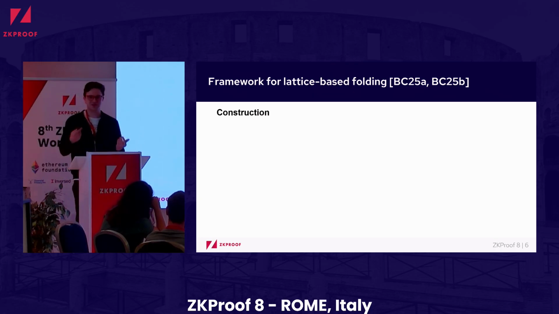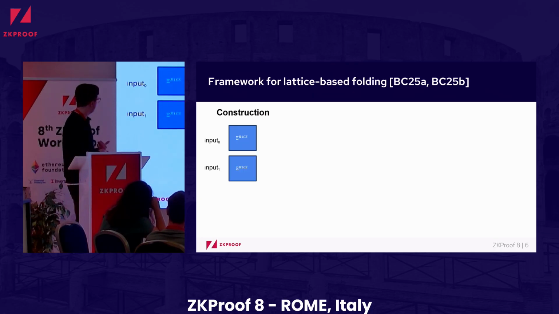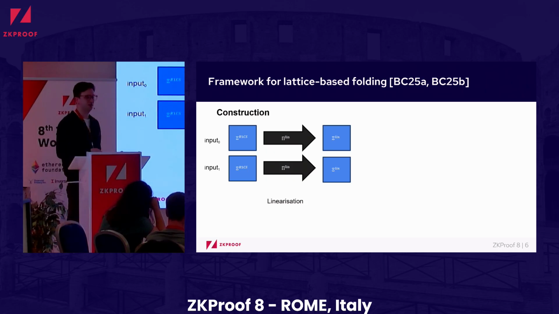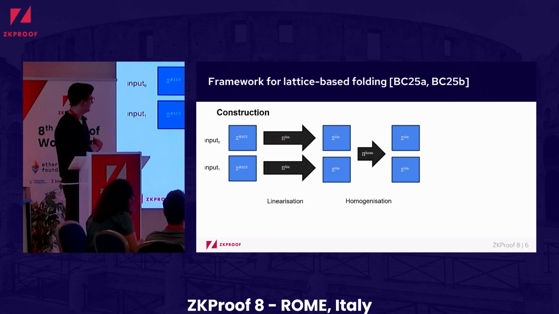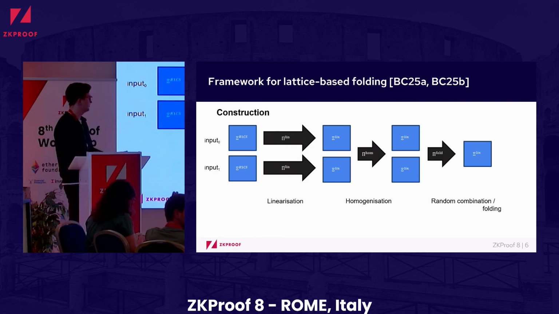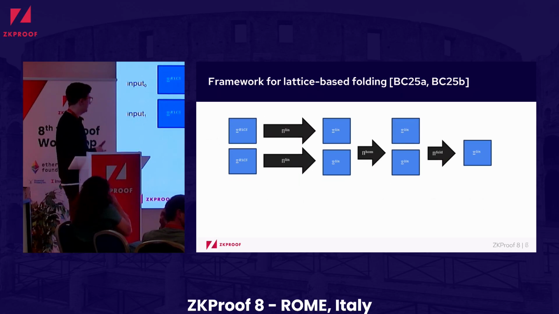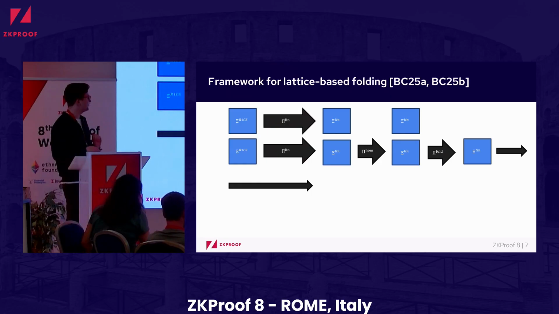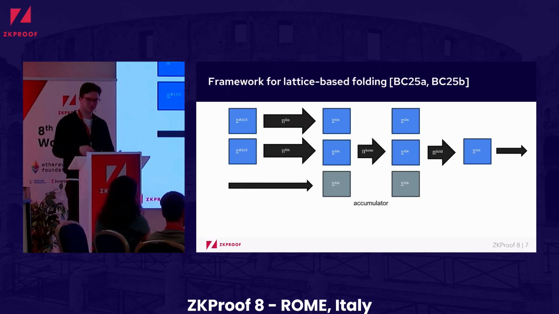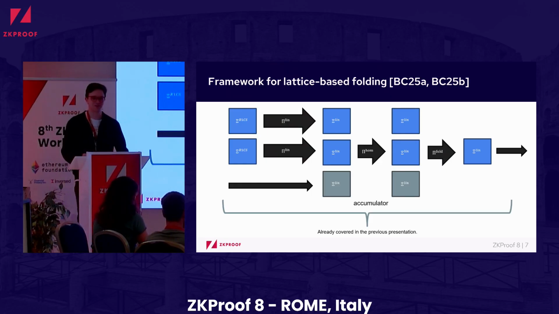So what is the construction of the lattice-based folding scheme? In the previous presentation, I already introduced this graphic, so let me just capture again what we are talking about. We have a step of linearization, where we turn R1CS or any real-life constraint into a linear constraint. We have homogenization, which makes them look similar, and then we do random linear combinations. Then we have the accumulator, which simply goes as an input for our next round of folding. This was all covered in the previous presentation, so I'm skipping the preliminaries.